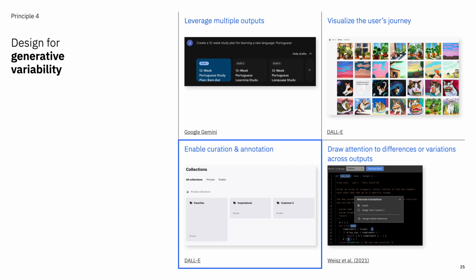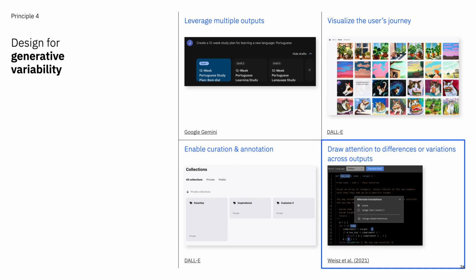And finally, in some use cases like source code translation, the multiple outputs produced by a generative model may all look the same. This is a prototype interface we developed a few years ago that helps software developers see the subtle differences that existed across a large set of mostly similar code translations produced by a generative model.